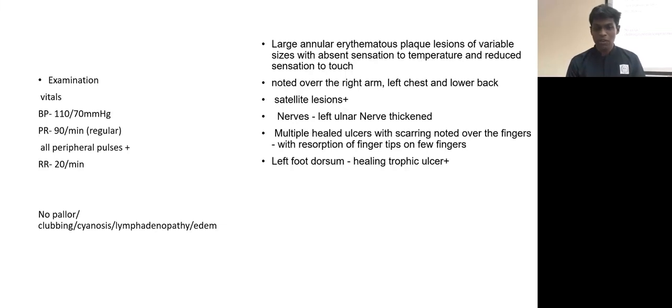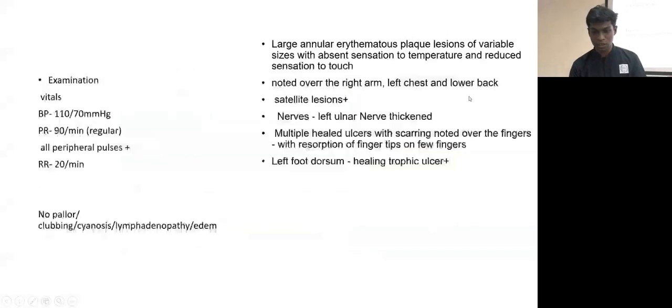There was a large annular erythematous plaque lesion of variable sizes with absent sensation to temperature and reduced sensation to touch noted, predominantly over the right arm, left chest, and lower back. There were also satellite lesions as noted in the slide, near to the big lesion, and there was a left ulnar nerve thickening noted with multiple healed ulcers and scars over the fingers with the resorption of fingertips on a few fingers. There was also a left foot dorsum showing a healing trophic ulcer.